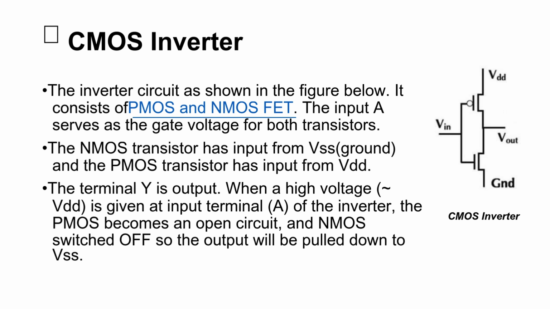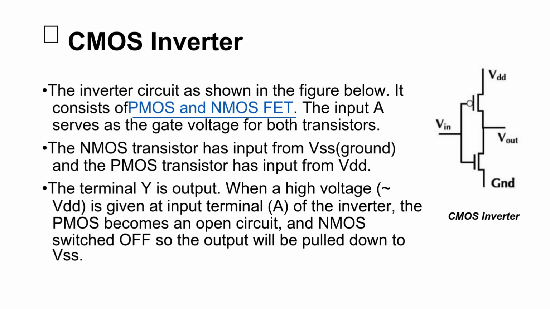This is the CMOS inverter, where the PMOS is connected to VDD and the NMOS is connected to ground. The inverter circuit is shown in the below figure. The NMOS transistor has its input from VSS. The PMOS transistor has its input from VDD. The terminal Y is the output.